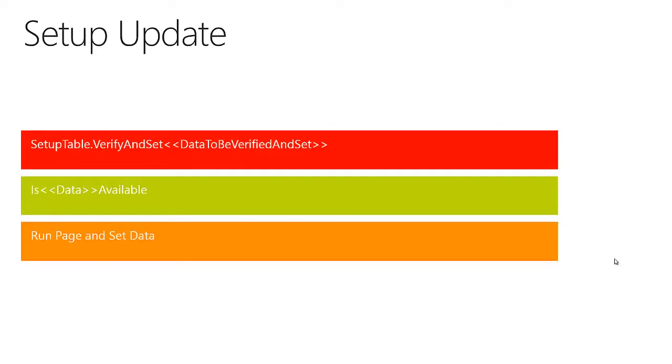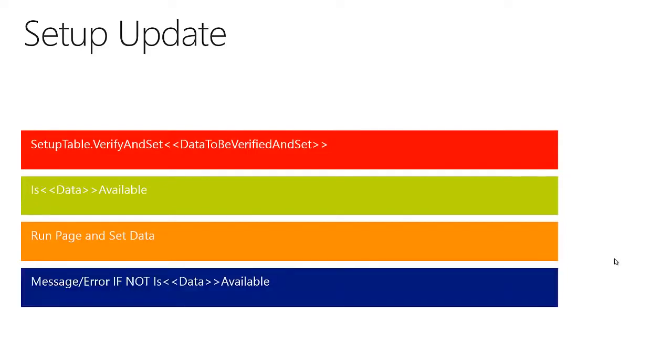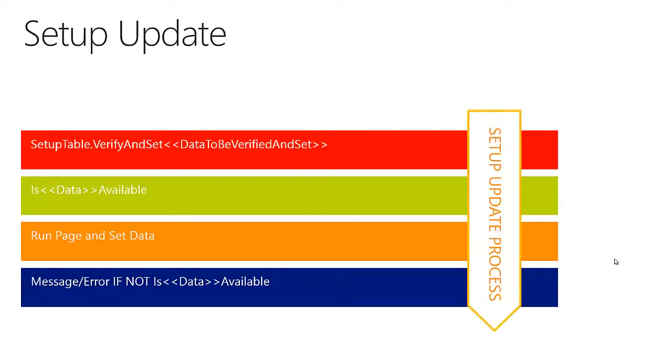When this is required, we need to run the page and allow the user to interact. And when this is done, we need to verify again and message or error if the data is still not available, depending on the fact if the data is mandatory or optional.